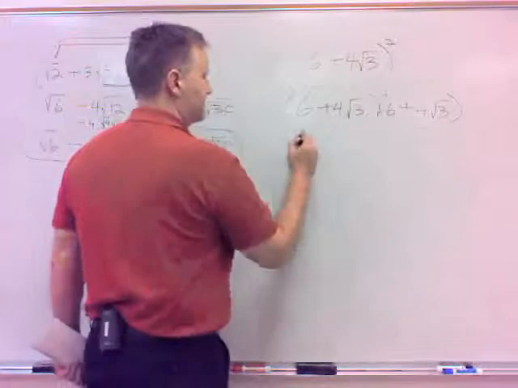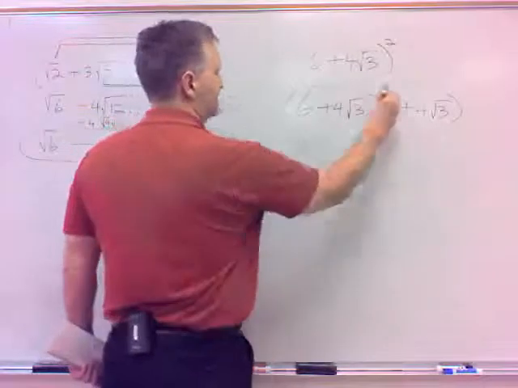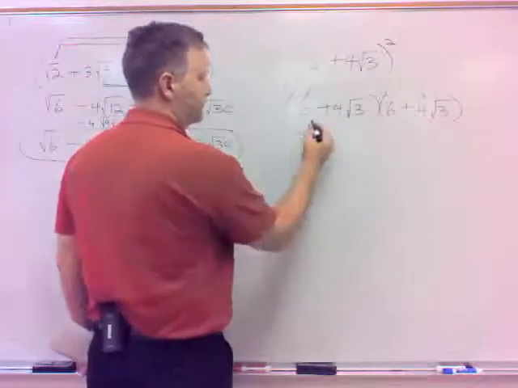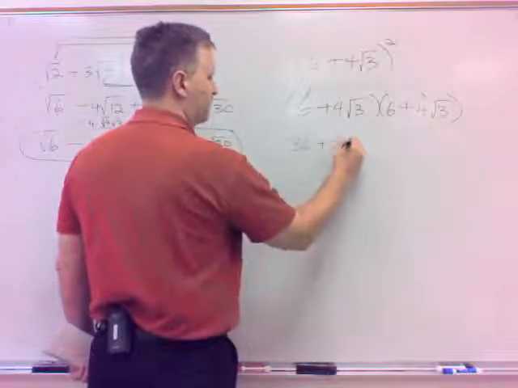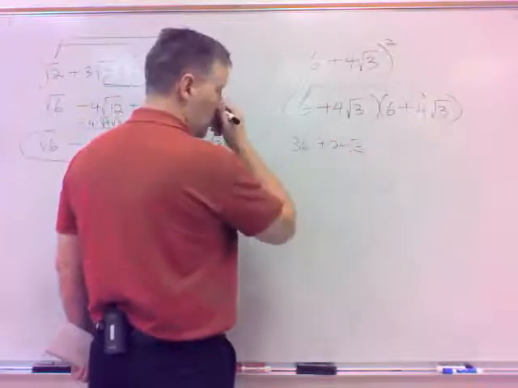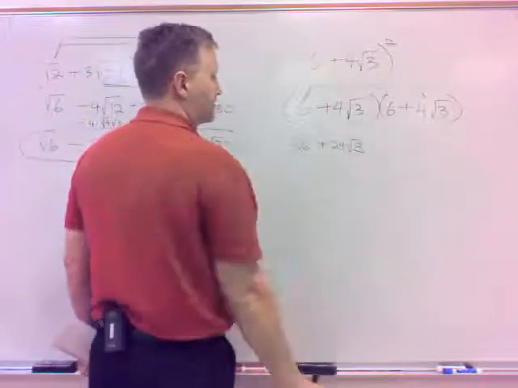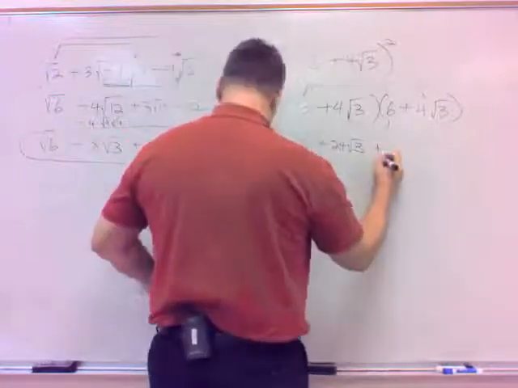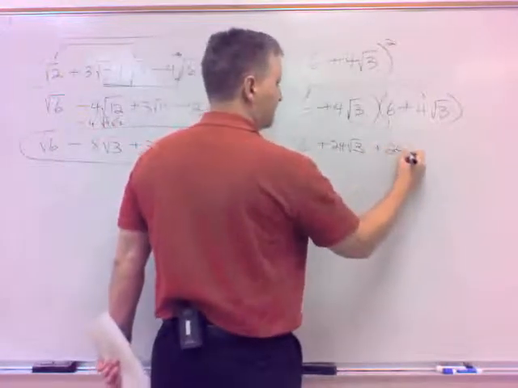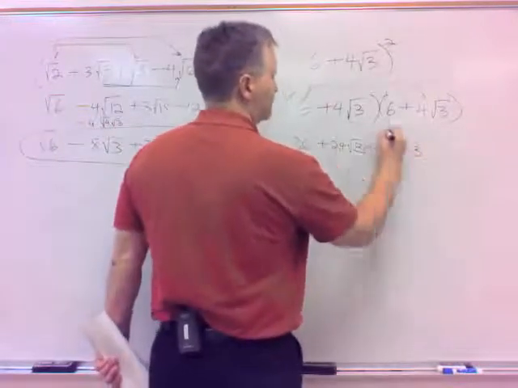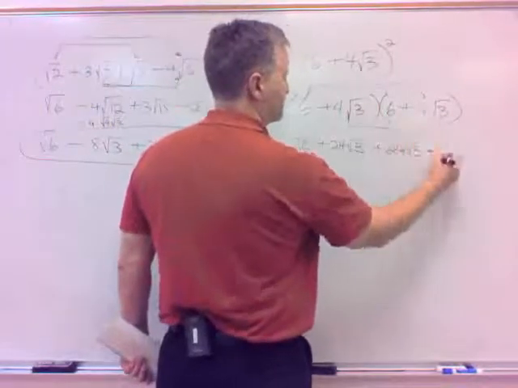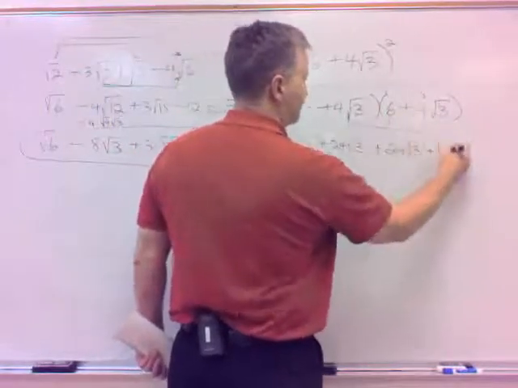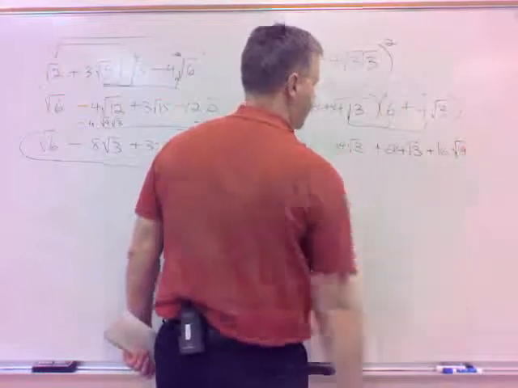Okay, 6 times 6 is 36. 6 times 4 square root of 3, well, you just do the 6 times 4, wouldn't you? 24 square root of 3. Then 4 square root of 3 times 6 is 24 square root of 3 also. And then 4 square root of 3 times 4 square root of 3. Well, 4 times 4 is 16. Square root of 3 times square root of 3 is square root of 9.